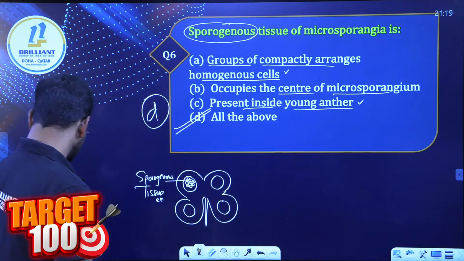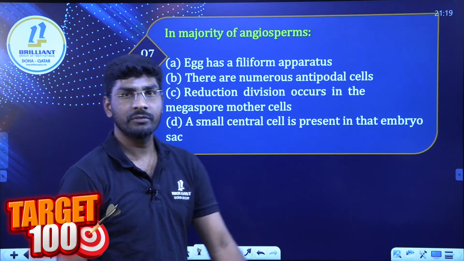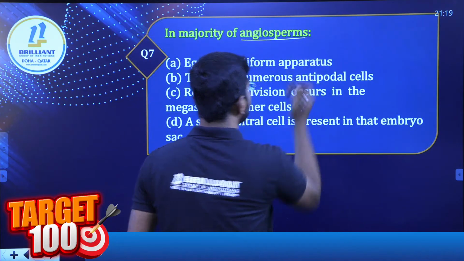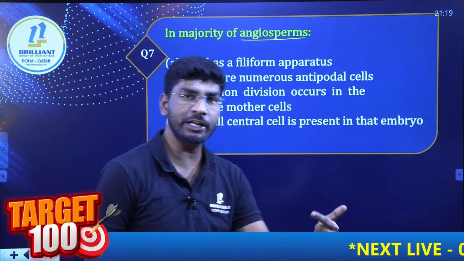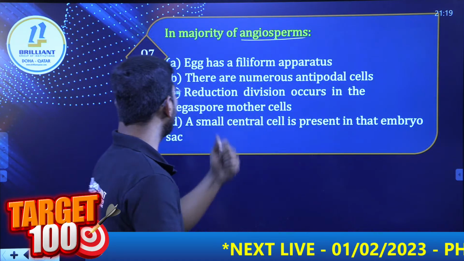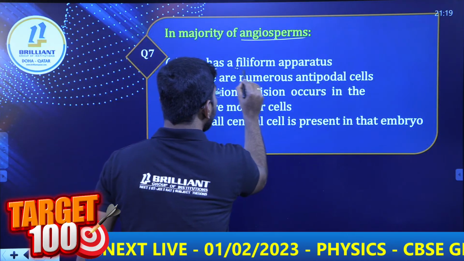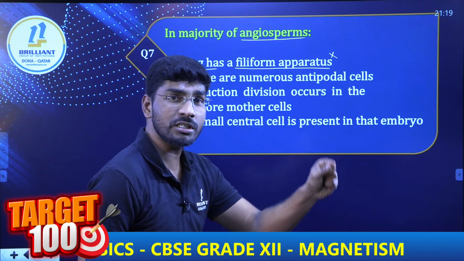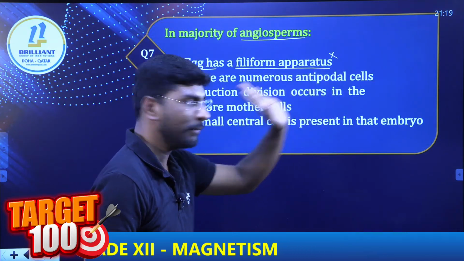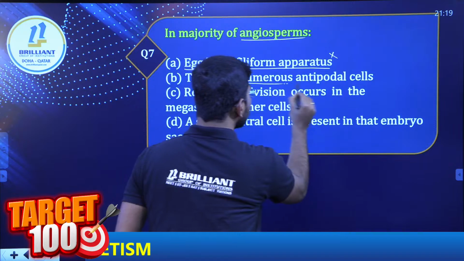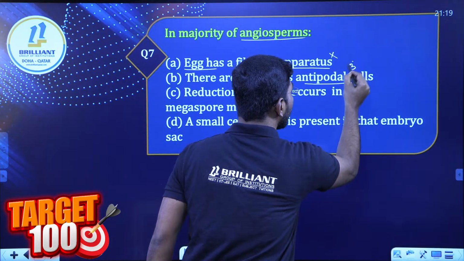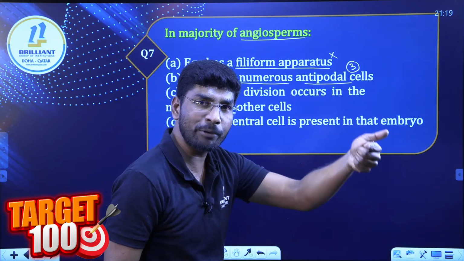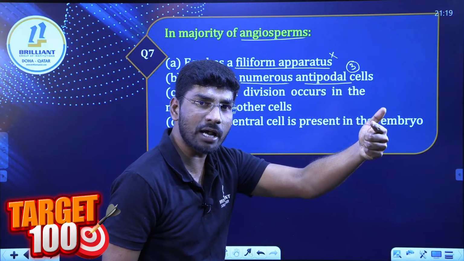Next question. Question number 7. Anyone of you can do this question. In majority of angiosperms, number 1, egg has filiform apparatus. No, just now I told you filiform apparatus is the characteristic feature of synergids. Done. Next, there are numerous antipodals. Antipodals are 3 and antipodals are towards the chalaza. Antipodals are haploid. Antipodals are 3. They're towards the chalaza. Done.